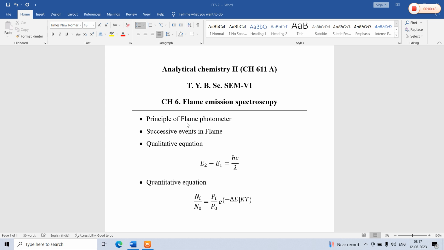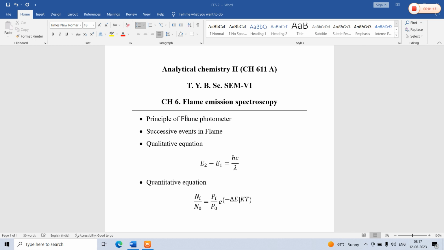Now here the basic part of this chapter is the principle of the flame photometer. The principle of the flame photometer is based on the measurement of the emitted light intensity when a metal is introduced into the flame. Now here the basic principle is the measurement of light intensity emitted when a metal is introduced into the flame.